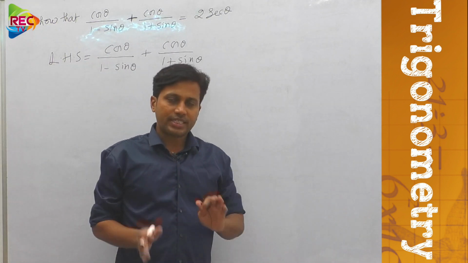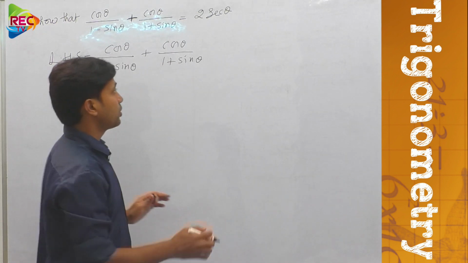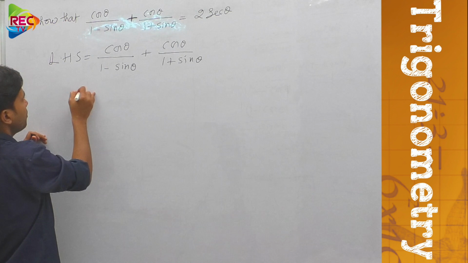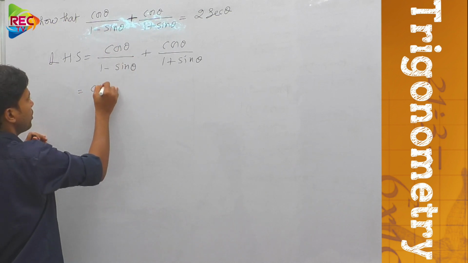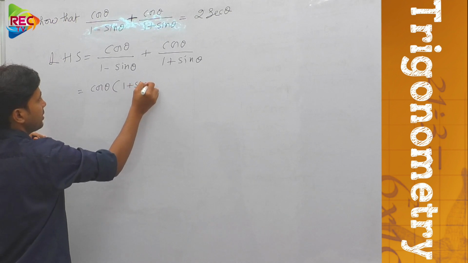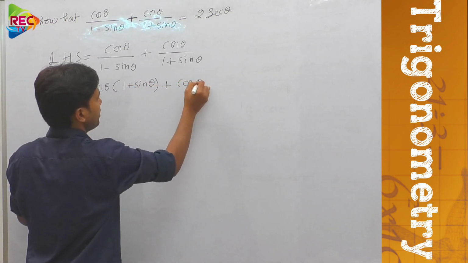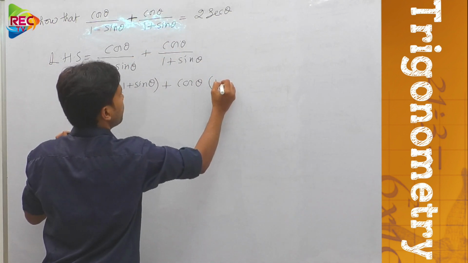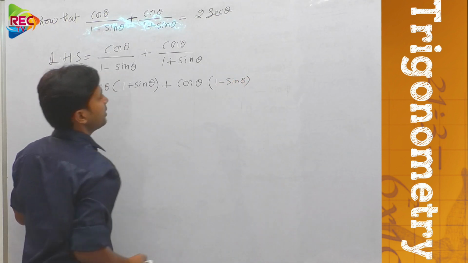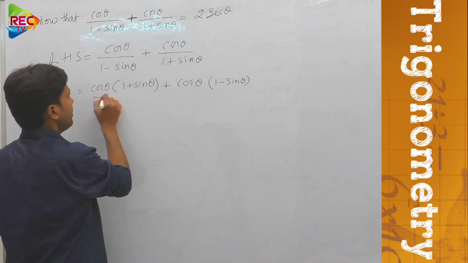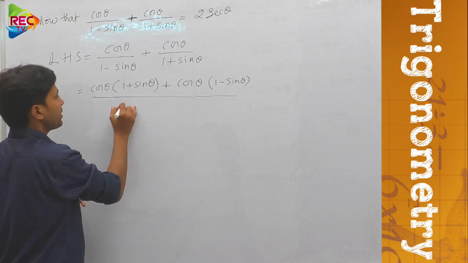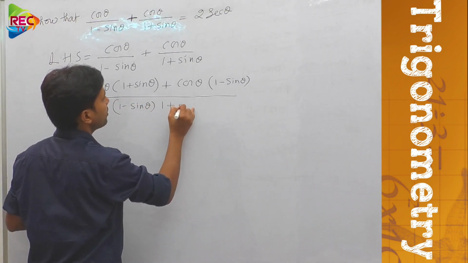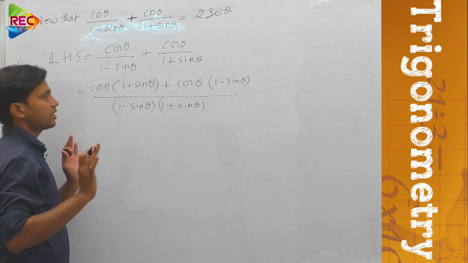You don't need to do anything, just take LCM, it will be solved. LCM means we need to multiply, just like cross multiplication. Do this, what happens? Cos theta into 1 plus sin theta, plus cos theta into 1 minus sin theta. Then in the denominator, 1 minus sin theta into 1 plus sin theta. So is this the procedure to take LCM or not? Yes. So this is what we need to do.